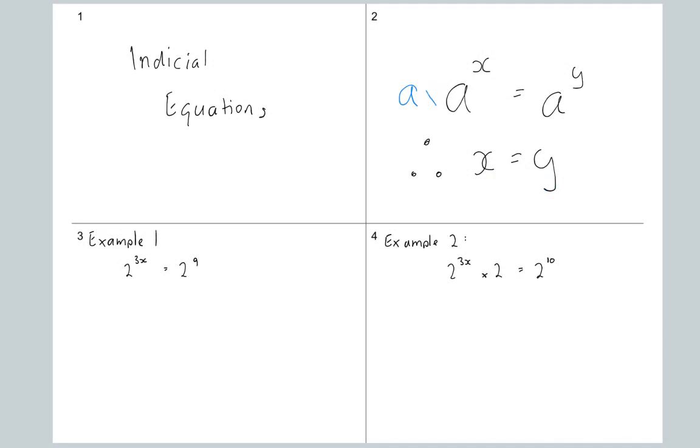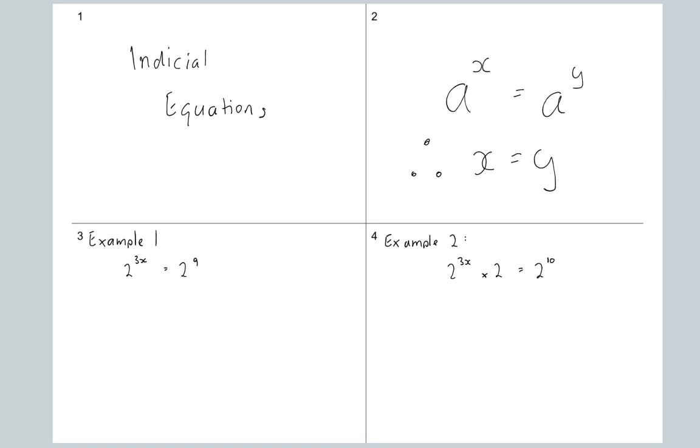So the name of the game with indicial equations, always, is to change the equation if you can, so that we have a base to a power equaling the same base to a power, so that then we can set the powers equal to each other like so. And so the following examples will take you through that process. So let's have a look at example 1 on slide 3.